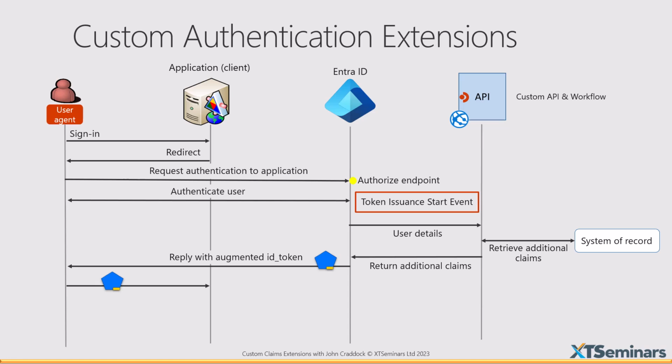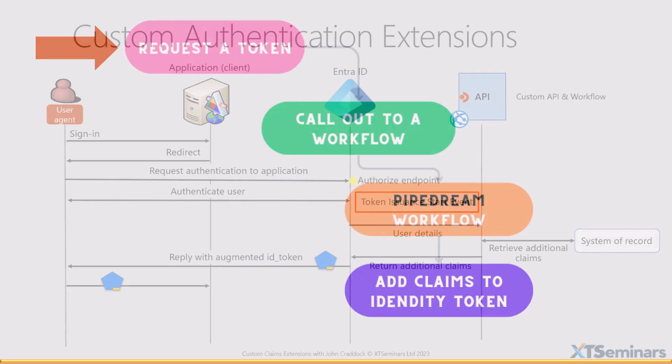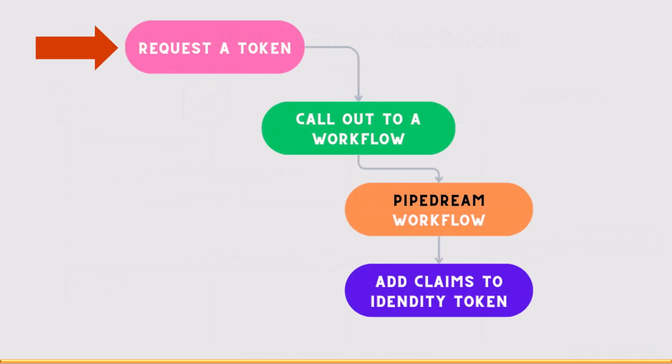Okay, so let's look at the components involved, because in this video we're going to dive in deep and actually look at managing all of the components so we can get this working in a demo environment. So we have a request token, we have a call out to a workflow, we have a workflow which has actually been created in Pipedream, and I'll show you exactly how to create it in Pipedream, and then we add the claims to the identity token, and that's the process.